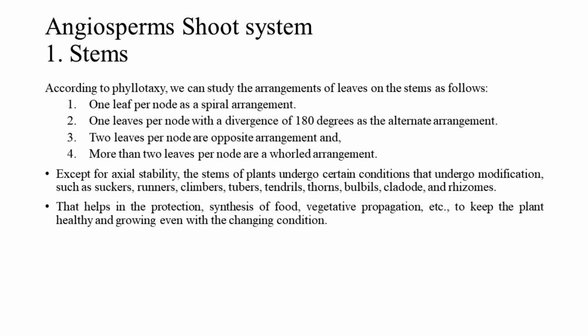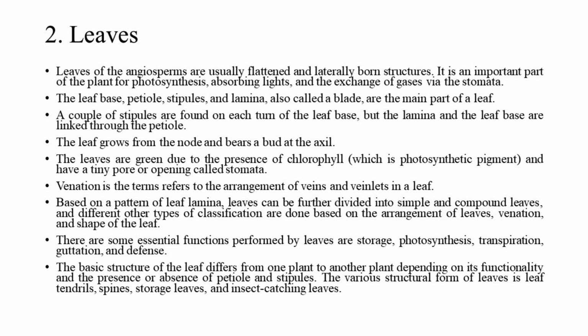Except for axial stability, the stems of plants undergo certain modifications, such as suckers, runners, climbers, tubers, tendrils, thorns, bulbils, cladode, and rhizomes. That helps in protection, synthesis of food, vegetative propagation, etc., to keep the plant healthy and growing even with the changing conditions.